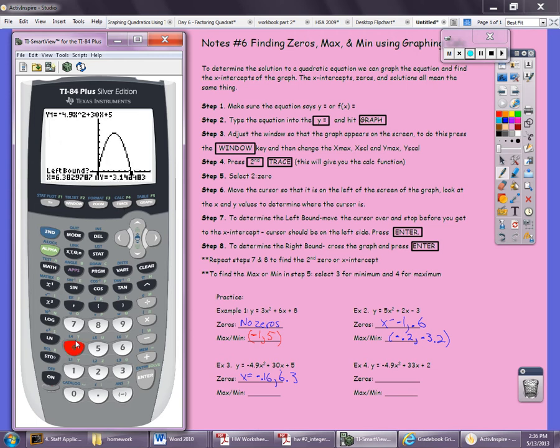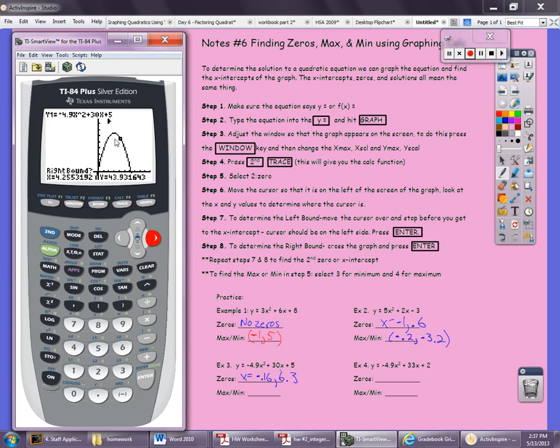Number 4, maximum. Now, once again, we want to be on the left of this. Well, this is the middle, the left side is over here. So we're going to move our cursor over to the left side. So now I'm somewhere on the left side. So you hit enter. We move the cursor over to the right side.